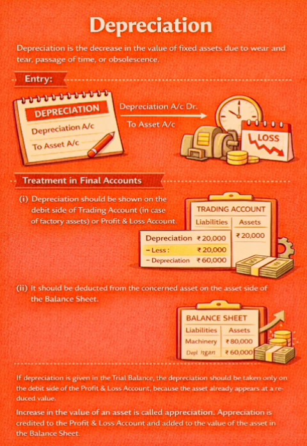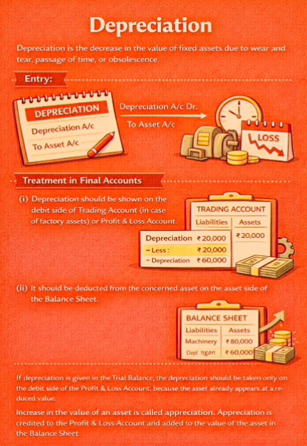Treatment in final accounts. 1. Depreciation should be shown on the debit side of trading account in case of factory assets, or profit and loss account. 2. It should be deducted from the concerned asset on the asset side of the balance sheet. If depreciation is given in the trial balance, it should be taken only on the debit side of the profit and loss account because the asset already appears at a reduced value.